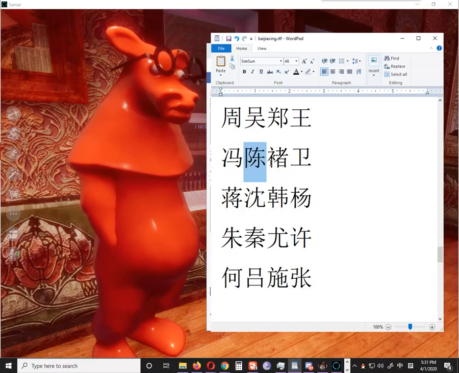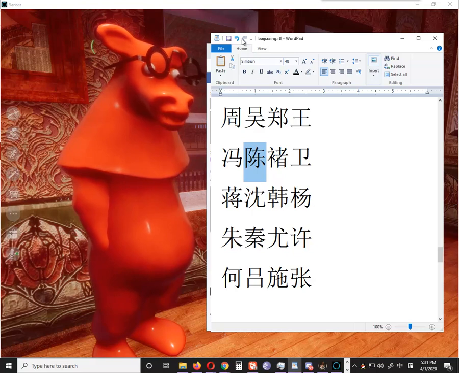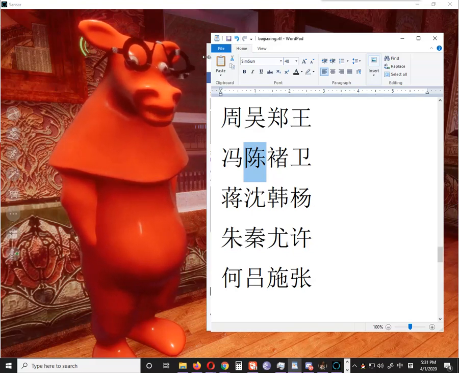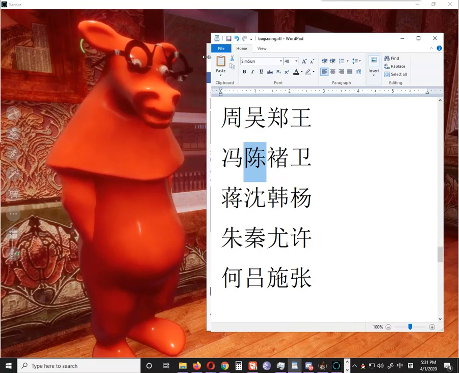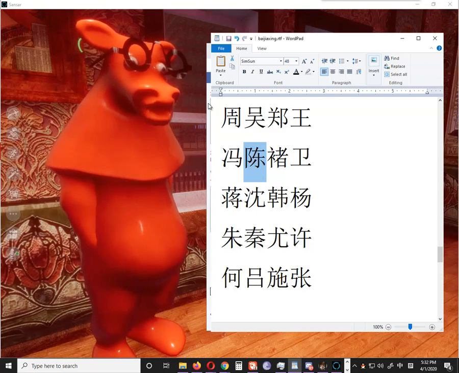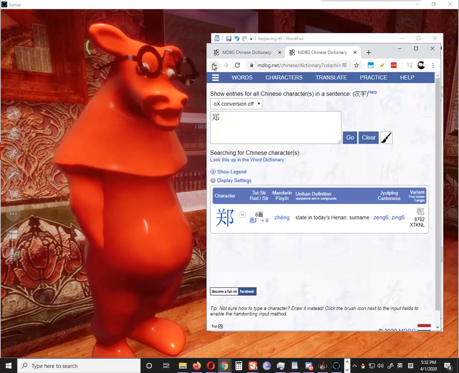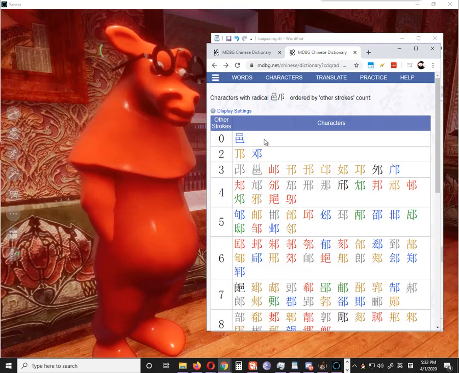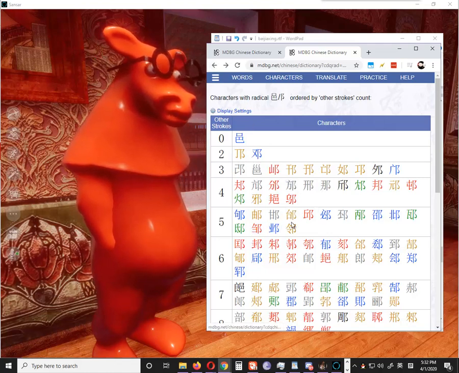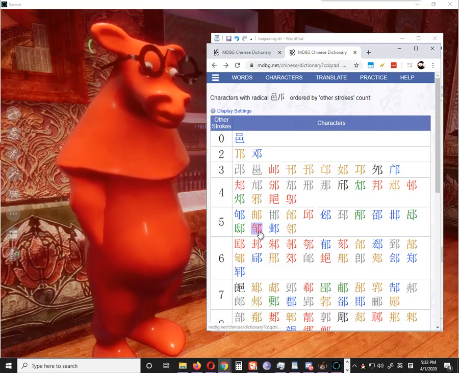Oh, wait a minute. I'm getting confused here. I lost track of what I was doing. Let me go back. So this is 1, 2, 3, 4, 5 strokes, right? So I should be in the 5-stroke category. I'm looking for a different character. I had a senior moment there.